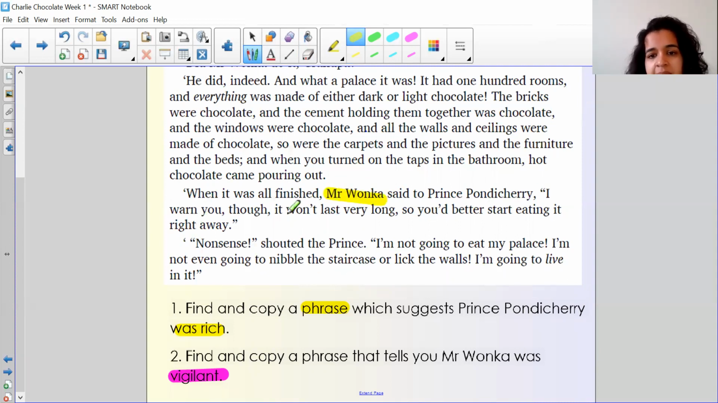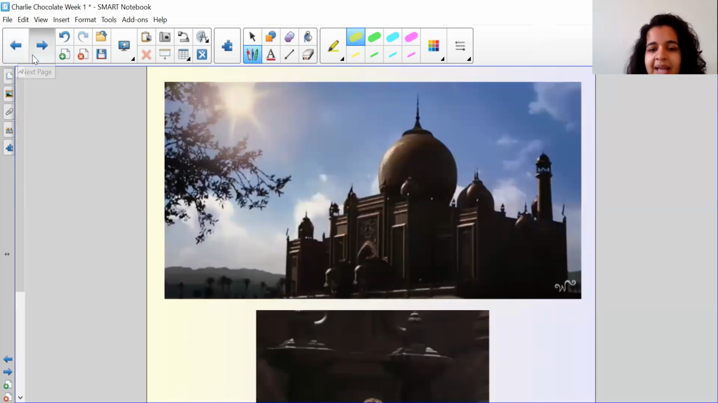I warn you though, it won't last very long, so you'd better start eating it right away. Okay, he's warning him. If he's warning him, that means he knows something bad is going to happen. He knows danger is there. And as I said, vigilant means you're always on the lookout for danger. You're looking out to warn people. You're being extra careful. So the correct phrase would be, I warn you, though, because he's warning him that something's about to happen. Okay? Right. That's a picture of the palace.